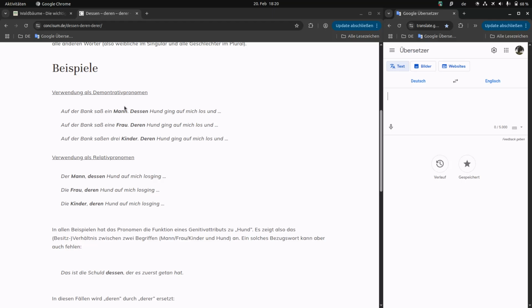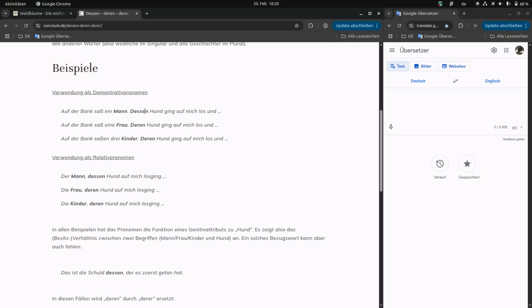So, auf der Bank saß ein Mann, dessen Hund ging auf mich los. On the bank sat a man, dessen Hund ging auf mich los. And here's the point, basically, we're just gonna shorten it. And so, how do you translate that into English?